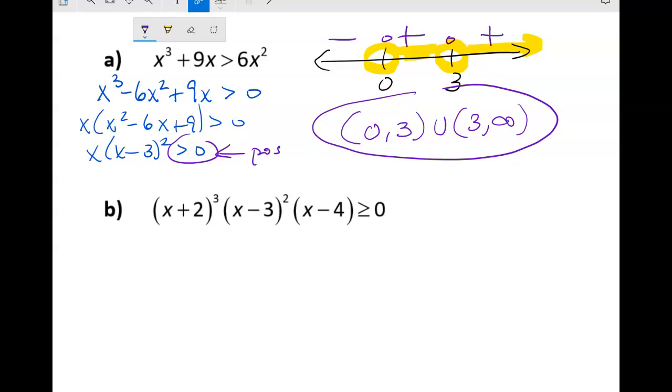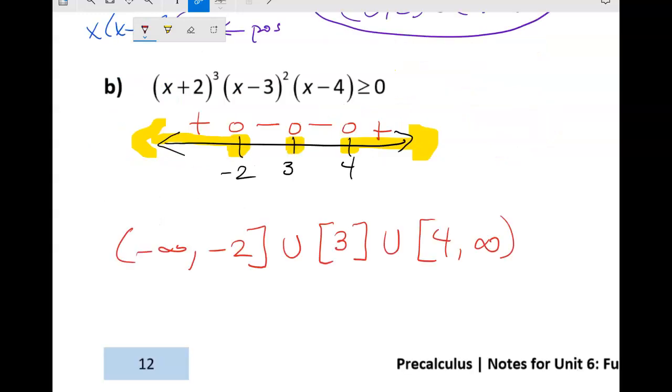All right, try B now. All right, here's the solution to this one. This one was already in factored form, so it made it a little bit easier. And there's lots of intervals to test, so using multiplicities is the best way to go on this one. Well, that's it for the lesson.